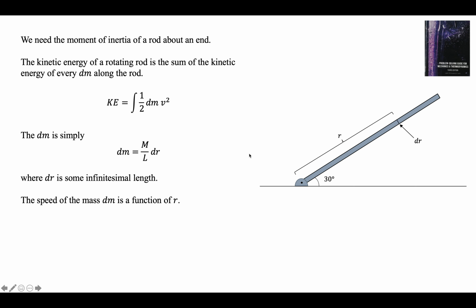The speed of the mass dm depends on how far it is away. The farther it is away, the faster it's going to be moving. The function is omega r, so that's the speed. We now have 1/2 mv squared written as 1/2 m over L dr, that's dm, and v is omega r. So now we have everything in terms of r and some constants.